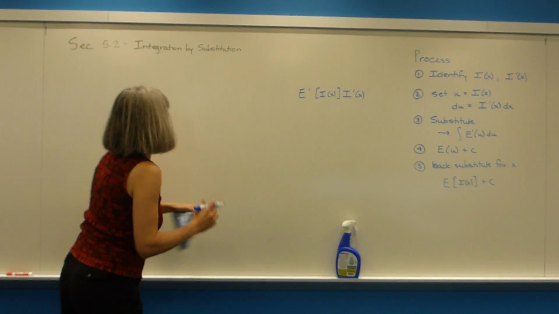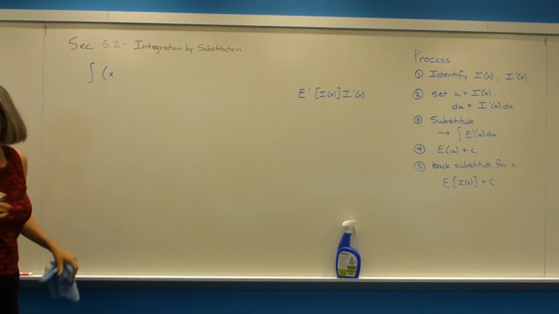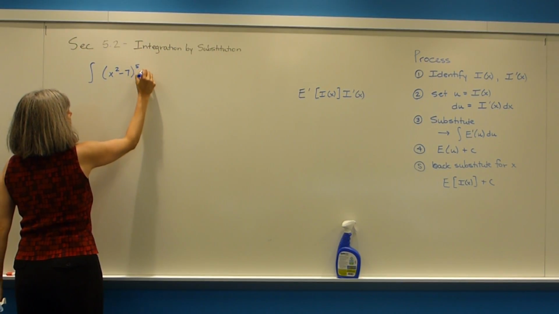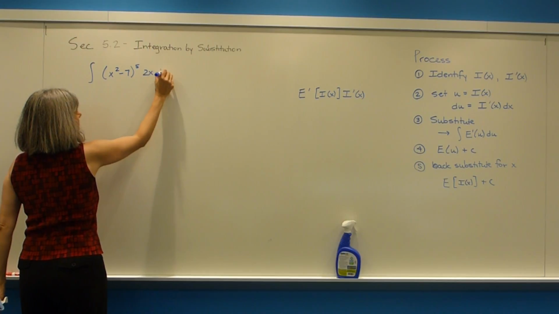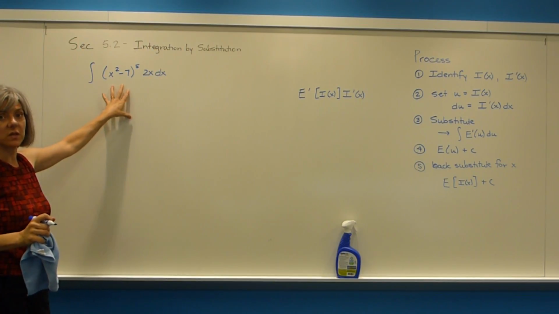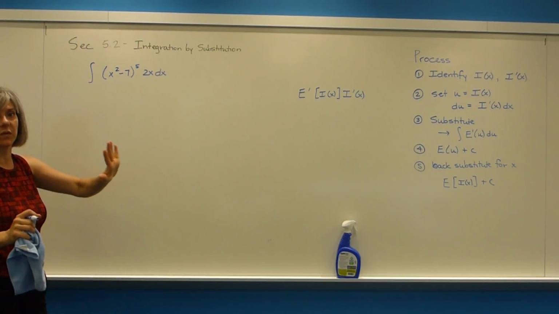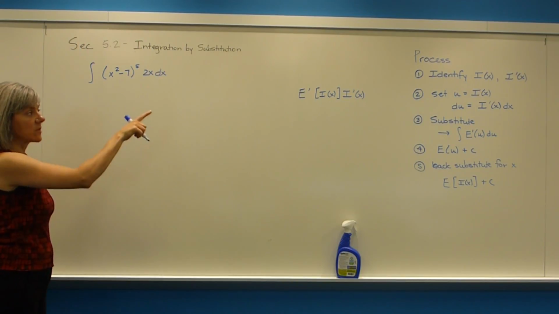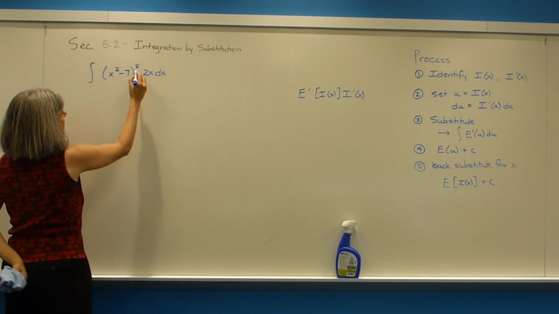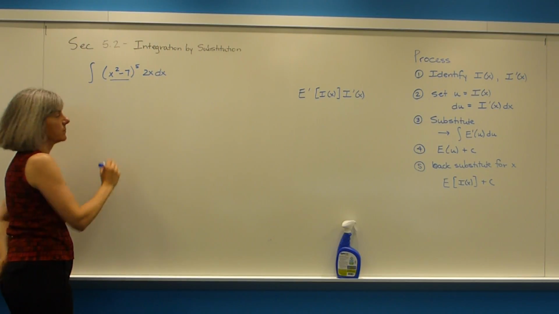Let's start with the one that we led off with. We are looking for the integral of x squared minus 7, to the 5th, times 2x dx. The first thing we ask ourselves is, is it a basic function? This is not a basic function, this is a composite function, so this is perfect for u-substitution. That means the first thing we need to do is identify the inside function and its derivative. Well, I'm thinking this looks like the inside function.